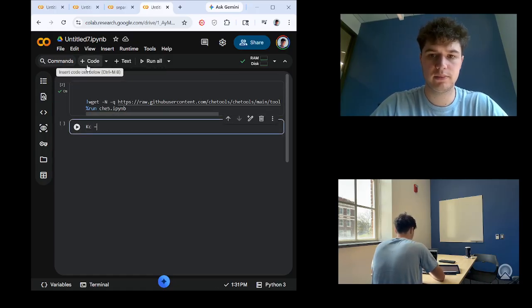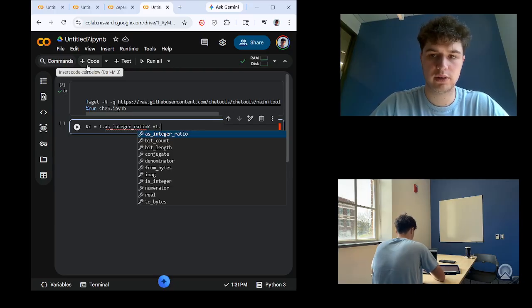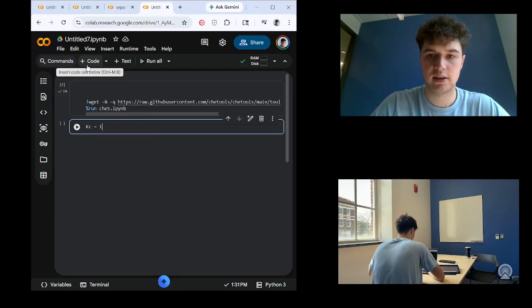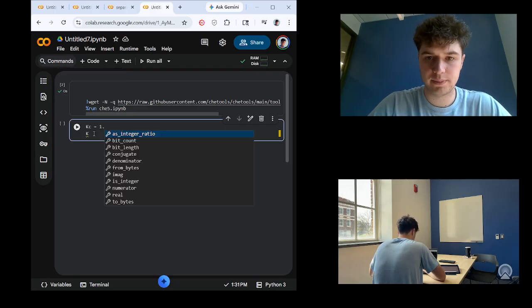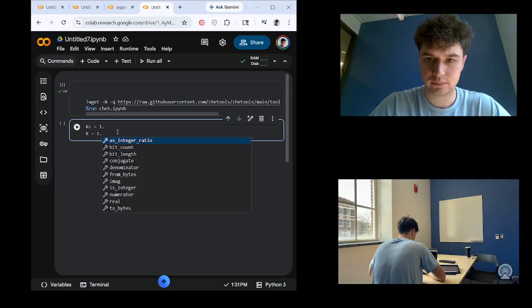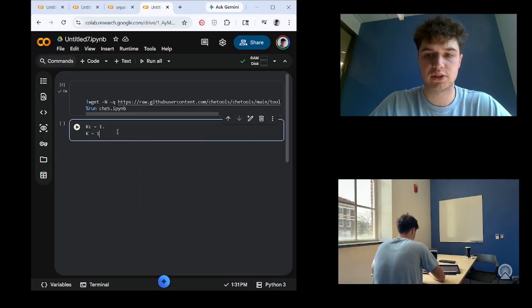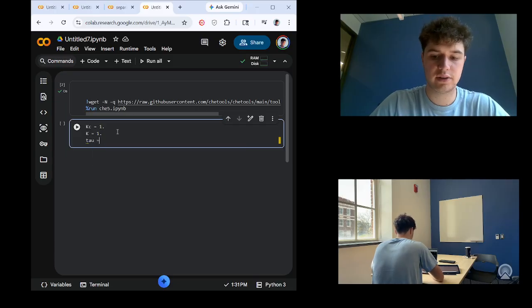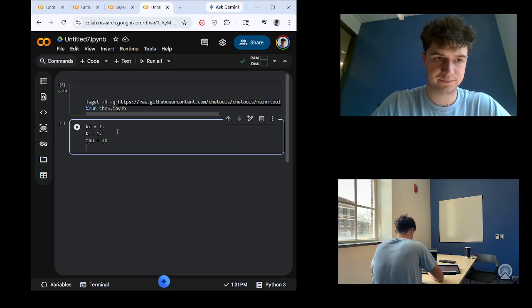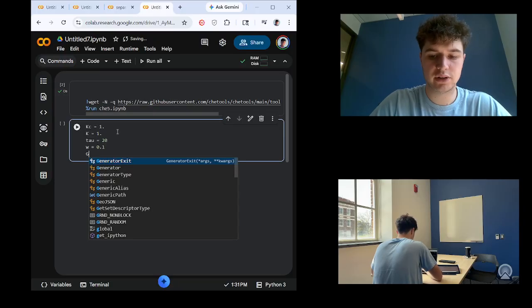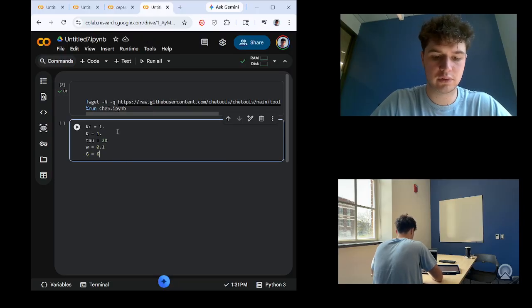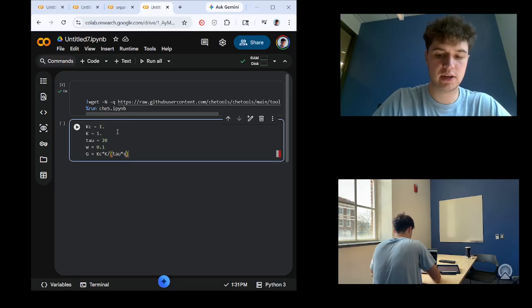oscillations. Our kc value is 1, our k value is going to be 1. Tau is going to be equal to 20. Our w value is going to be equal to 0.1. And our g value is going to be equal to kc times k divided by tau times s plus 1.